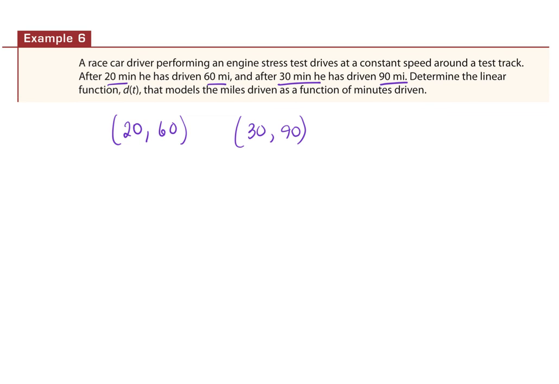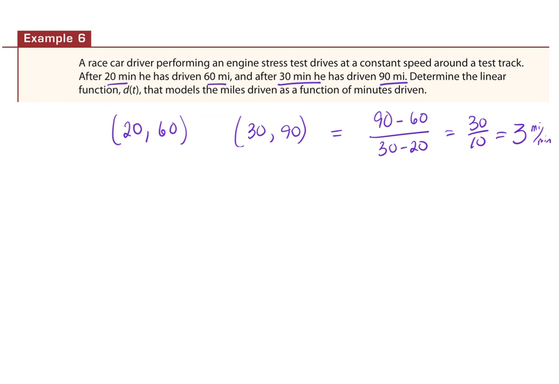My function is going to be y equals mx plus b, okay? To find my m, I'm going to do exactly what I would do before. I'm going to subtract my y's, subtract my x's. All right, I get 30 over 10, which is just 3, and this is my miles per minute. All right, 3, that's my slope.